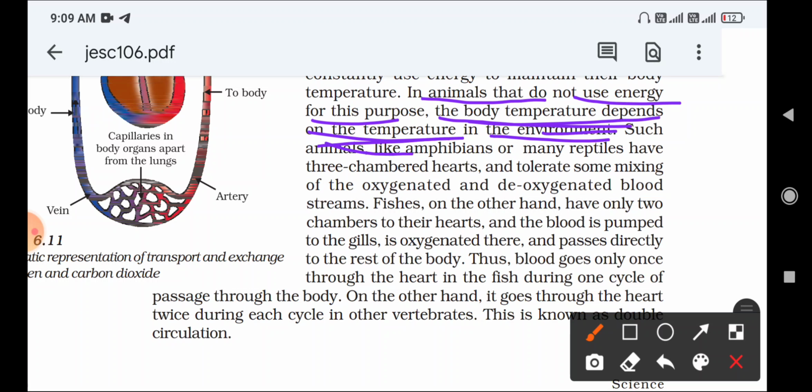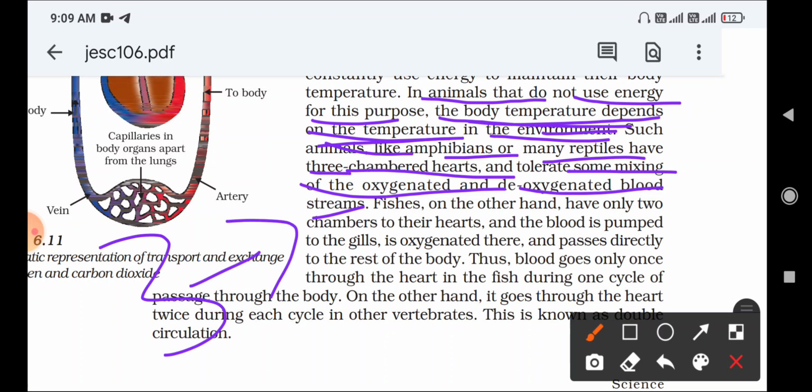Since such animals, like amphibians or reptiles, have three-chambered hearts, they tolerate some mixing of the oxygenated and deoxygenated blood streams. The reptiles are dependent on the environment's temperature, and they can tolerate the mixing of carbon dioxide blood and oxygenated blood, and they have a three-chambered heart. So mammals and birds have four-chambered hearts, and reptiles have three-chambered hearts. They can tolerate the mixing of carbon dioxide blood and oxygenated blood.